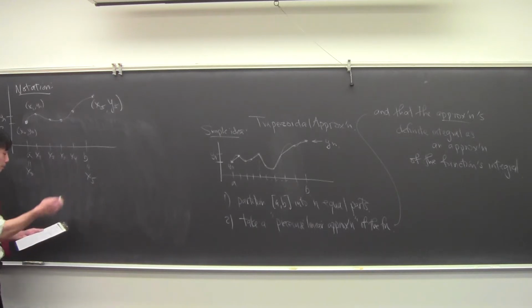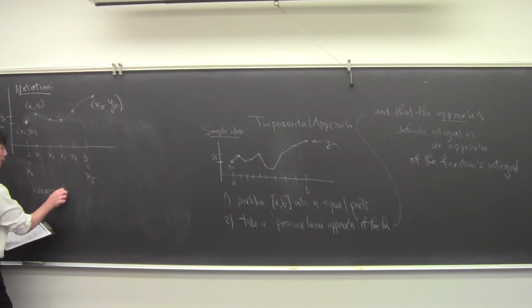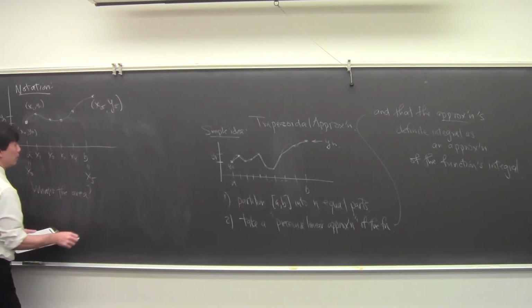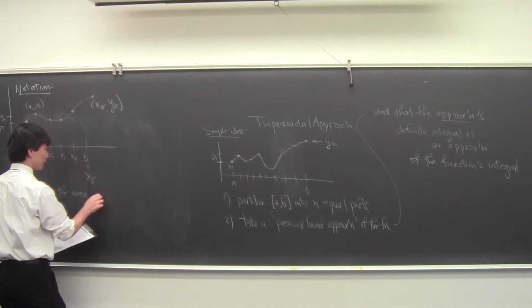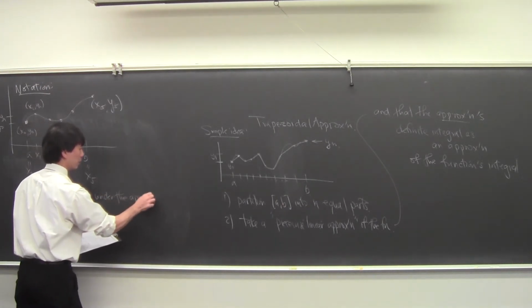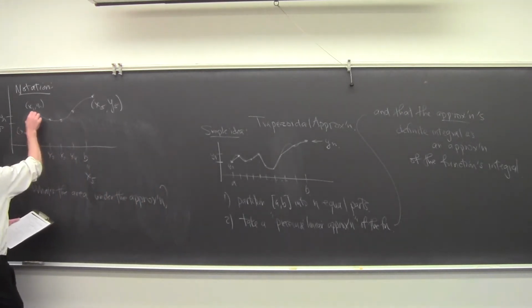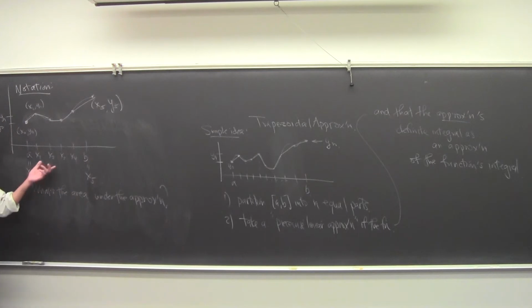Okay, so what's the approximation? What's the area under the trapezoidal approximation? See if you can come up with a formula for it. Take a minute and come up with a formula. Should be pretty straightforward. You just need to know the area of the trapezoid.